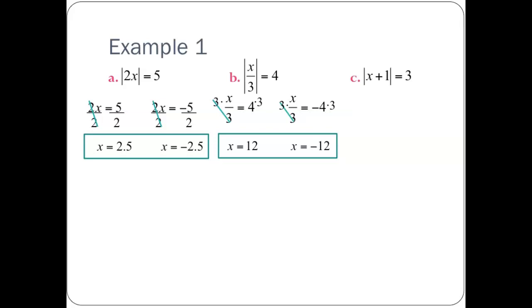Now you might be looking at your answers and thinking, why do I have to write two equations? Won't the answers always be x equals the positive and the negative version of the same number? Well, not always. Let's see this in the next example.